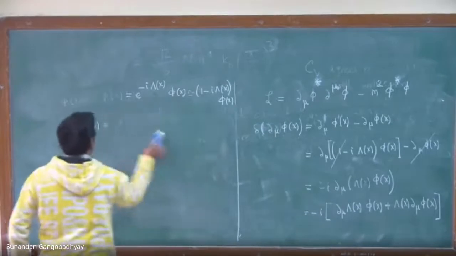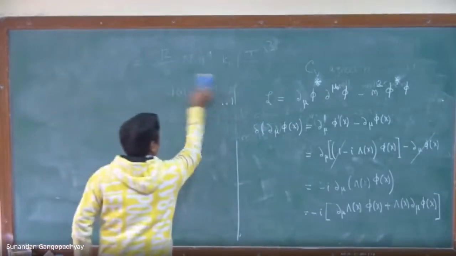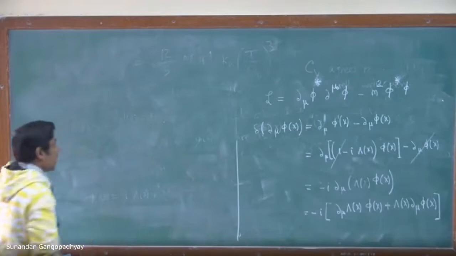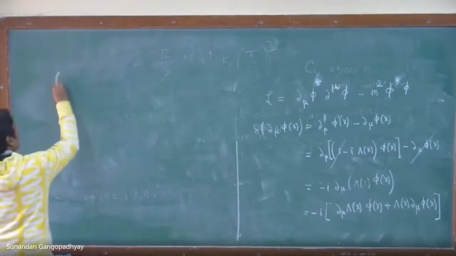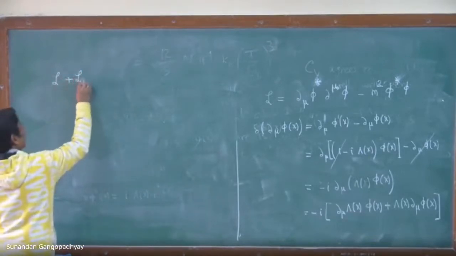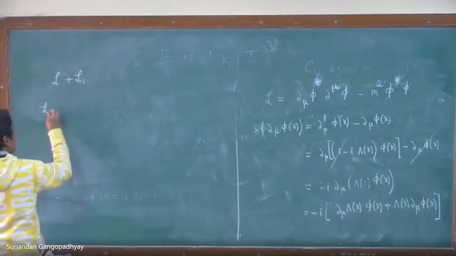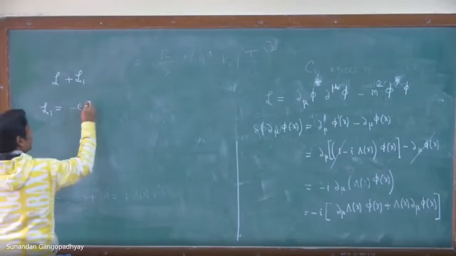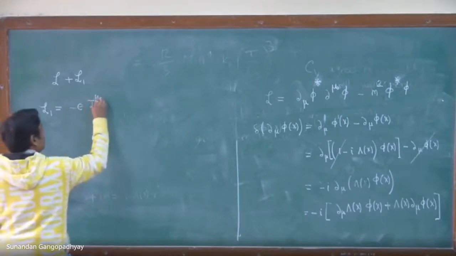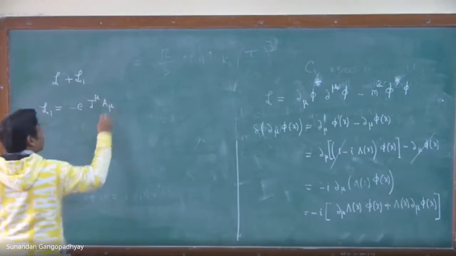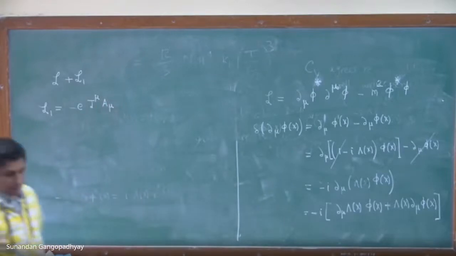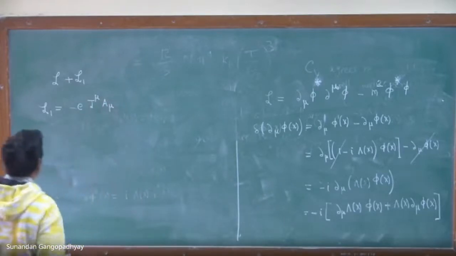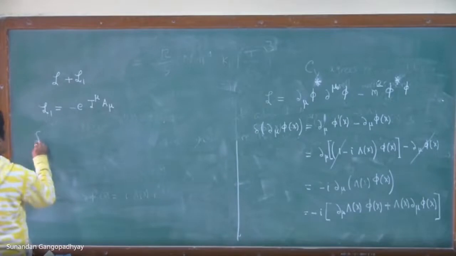But now let us add to this L a term L1, where L1 is given by minus e J mu A mu. Let us add this term to this Lagrangian density. Okay? And let us calculate.